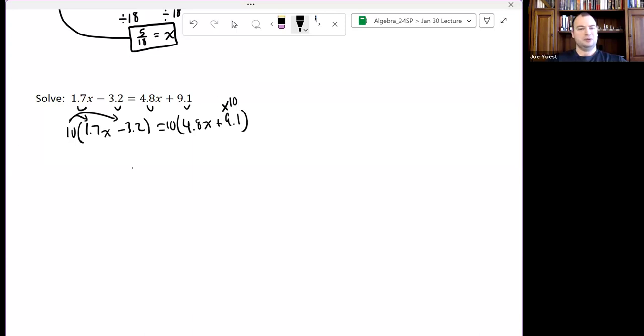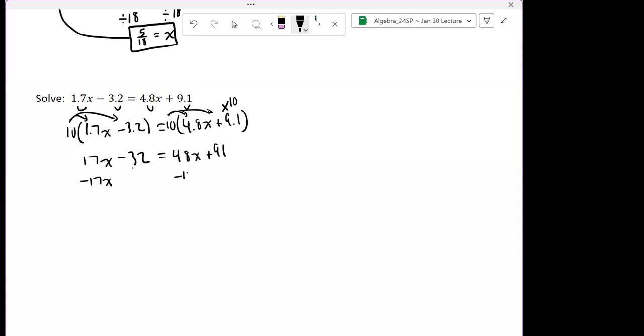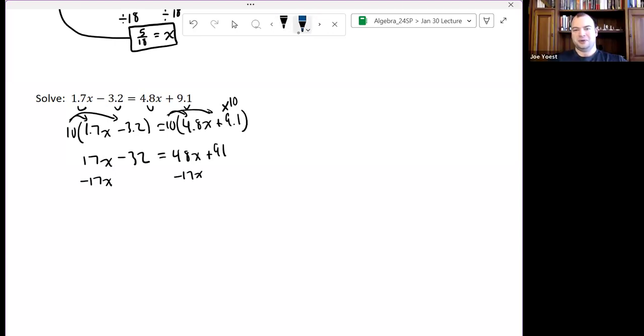When I distribute, 10 times 1.7 is 17. 10 times 3.2 is 32. 10 times 4.8 is 48. 10 times 9.1 is 91. And since we only have 1 minute, I'll go through this a little bit quickly. These 17x's go away, as do these 91s. 48 minus 17 is 31x.